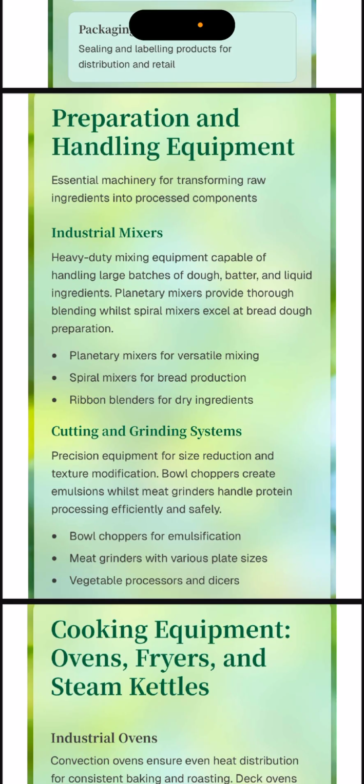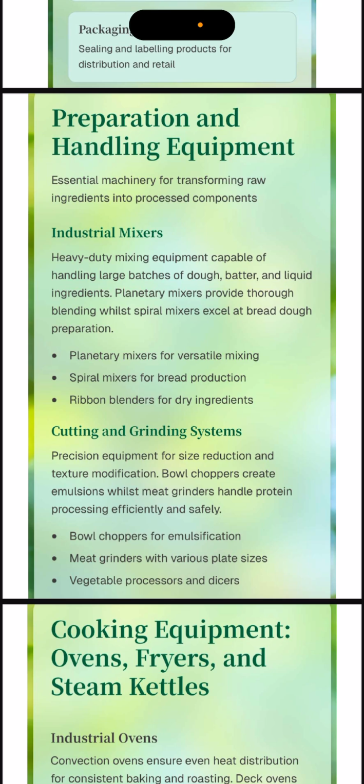Meat grinders and vegetable dicers are another type of cutting and grinding system. By reducing the size of ingredients, these machines increase the surface area, which allows for faster, more even cooking and absorption of seasonings. The variety of plate sizes allows for precise control over the final texture of the product.